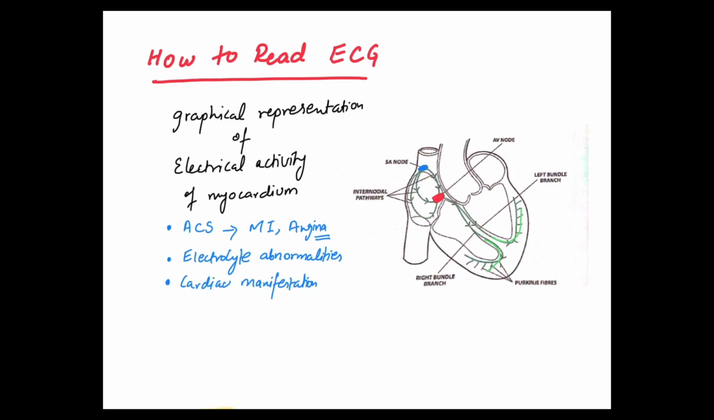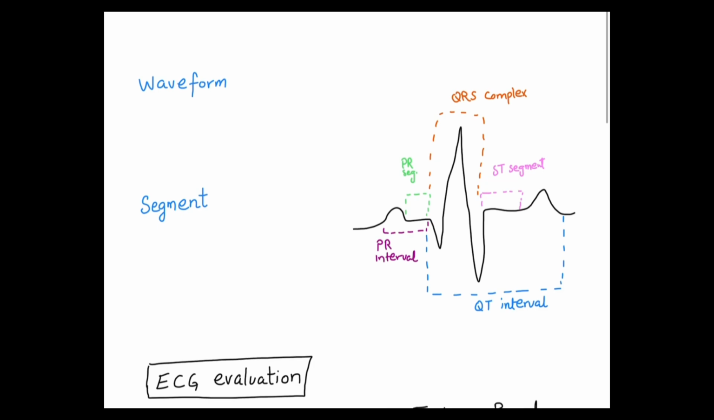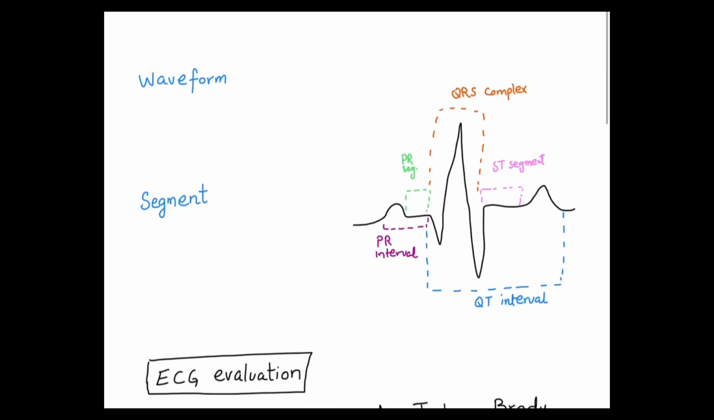Another important thing is we can look for any cardiac manifestation of non-cardiac diseases, for example pulmonary embolism. There could be some metabolic disorders, and there could be some lung associated diseases as well, and dysrhythmias as well. We can see through that we have like bradyarrhythmias, tachyarrhythmias. We will talk about them as well. So let's dive into it, and please pay full attention, and once you understand these basics you will be able to pick up all the abnormalities one by one.